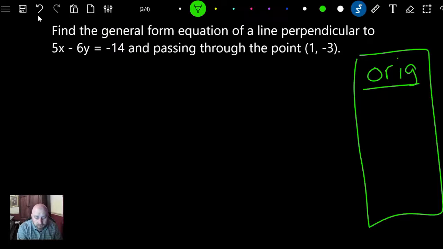So in our original equation, we're going to have an A, we're going to have a B, we're going to have a C, we're going to have an M. Okay, so what does A equal? What does B equal? What does C equal? And what does M equal?